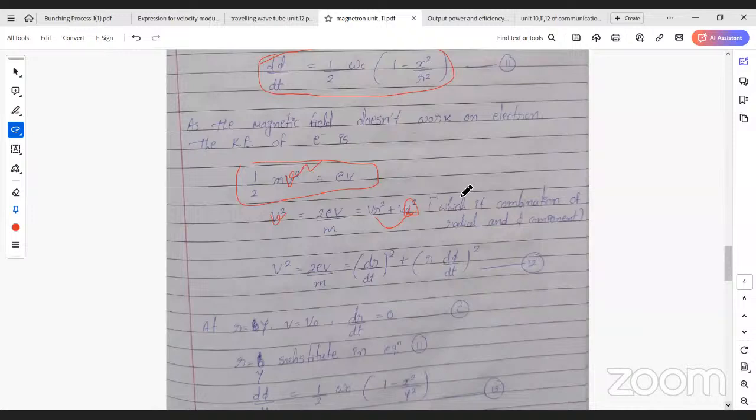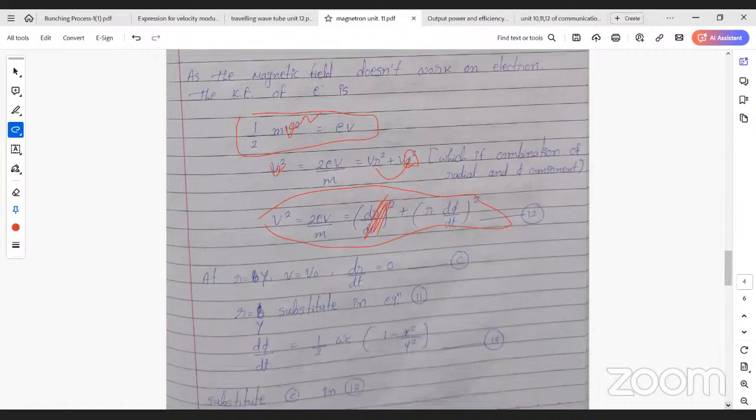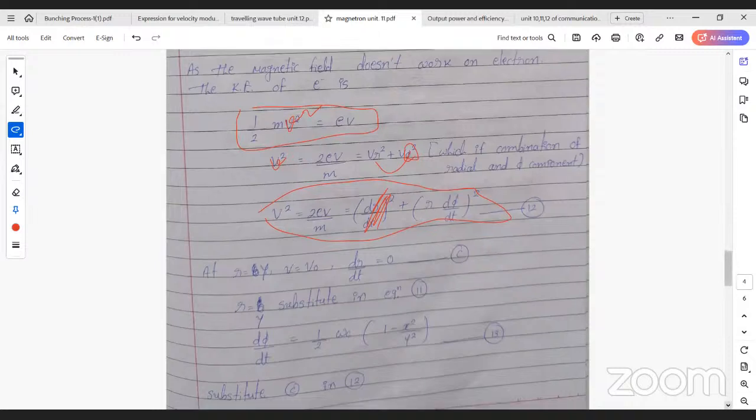Again, I am taking r equal to y, v equal to v naught, and dr by dt equal to 0 in equation number 12. If dr by dt equals 0, this term will be 0. So what we have is r times d phi by dt, whole square. In place of r, I am keeping y.